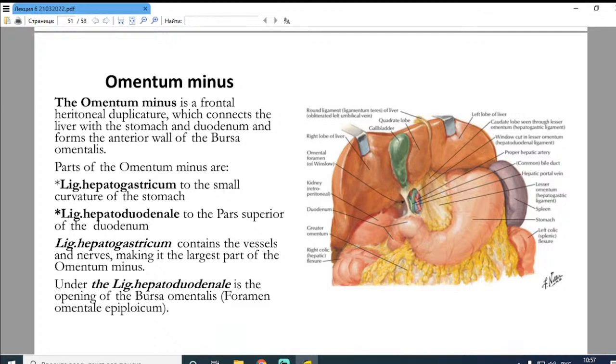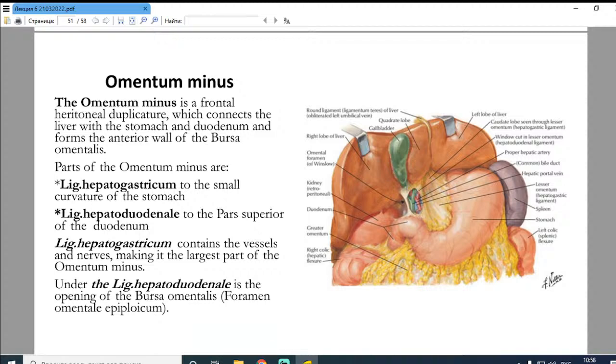Omentum minus, what is this? Omentum majus, omentum minus. Majus, minus. Apron shape. Cavum abdominale.